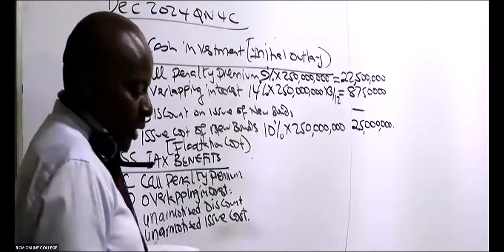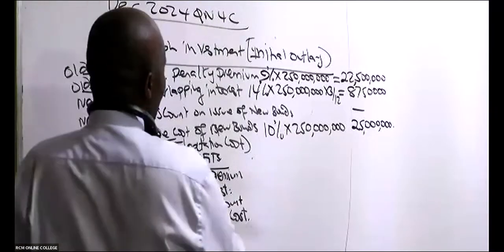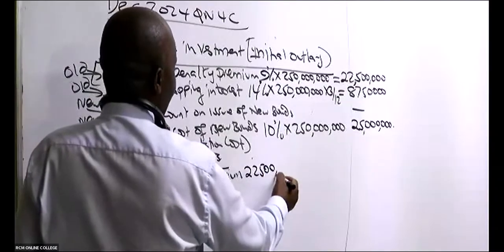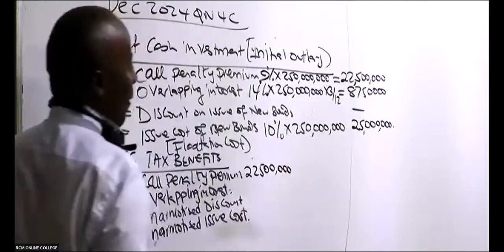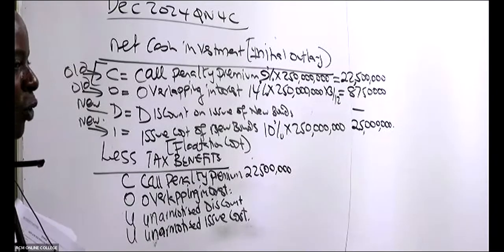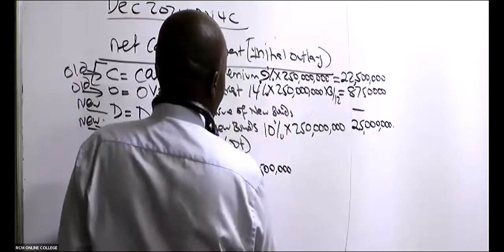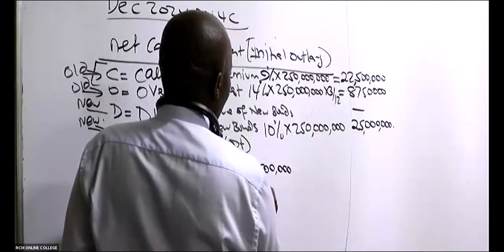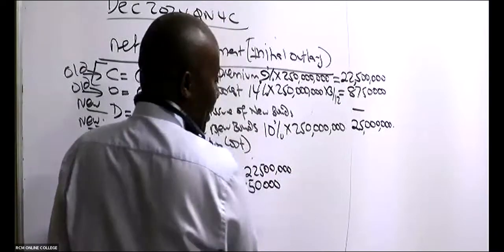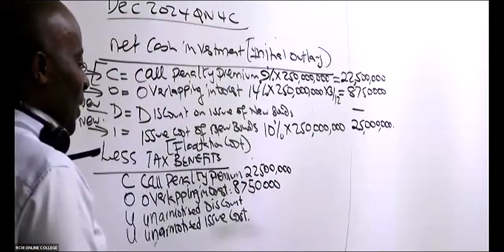So in this case here, of course, you have these figures. Are you able to see the call penalty premium? It is 22,500, isn't it? Do we have in this case here overlapping interest? Overlapping interest, already this one here is 8,750. Write it aside first, because we'll be multiplying this with 30%. Write it aside.